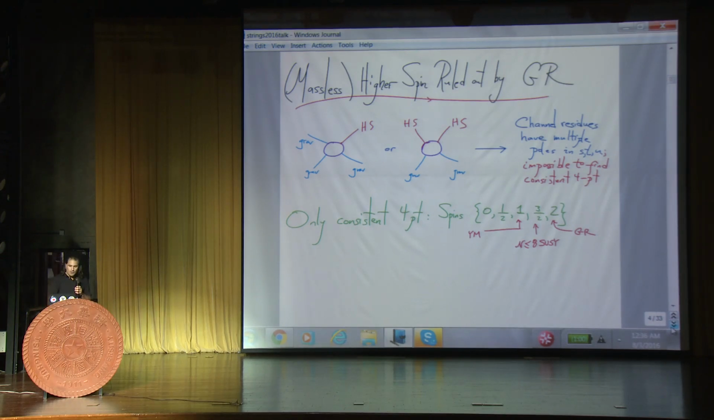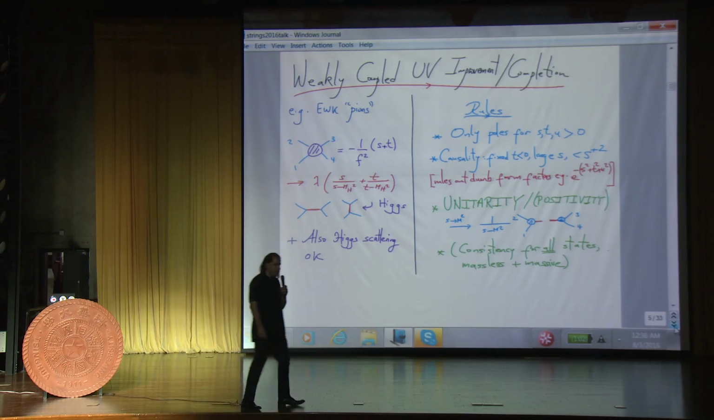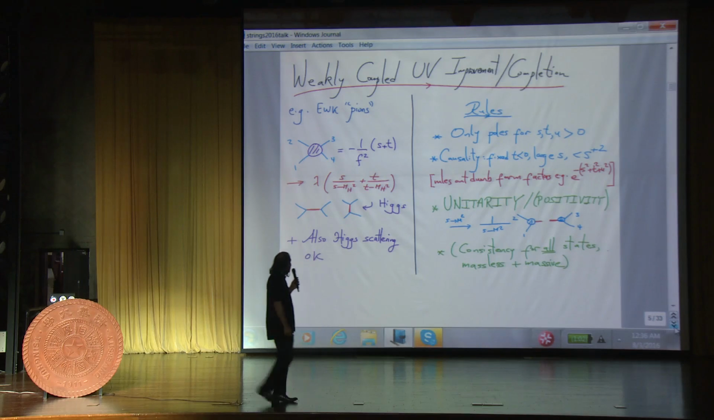So that's very beautiful, that the structure of the consistent interacting theories is largely determined by Poincare invariance and unitarity. But of course, these amplitudes that we get, especially in the case of gravity, blow up as we go to high energies. So the amplitudes become large at high energies, fixed angle.